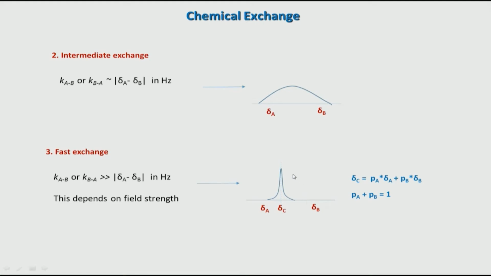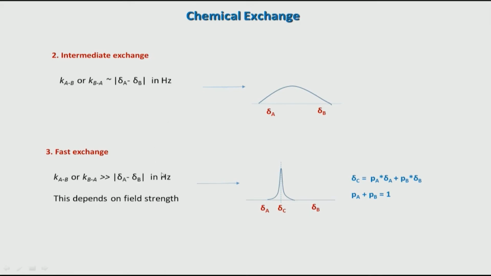So, therefore, it depends on the population of the species of the state A molecules, hydrogen in state A, and how much of the same hydrogen is present in state B. So, that determines where the average chemical shift peak will come, but this is the scenario in the fast exchange.